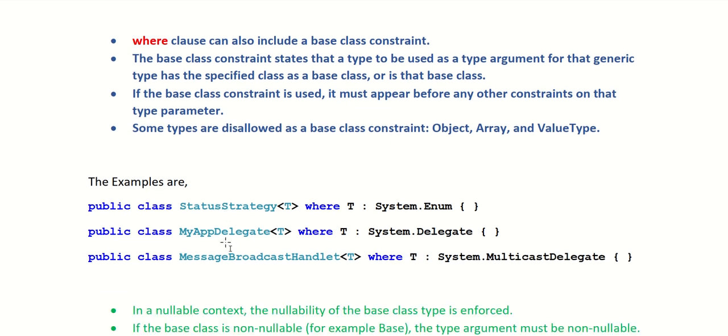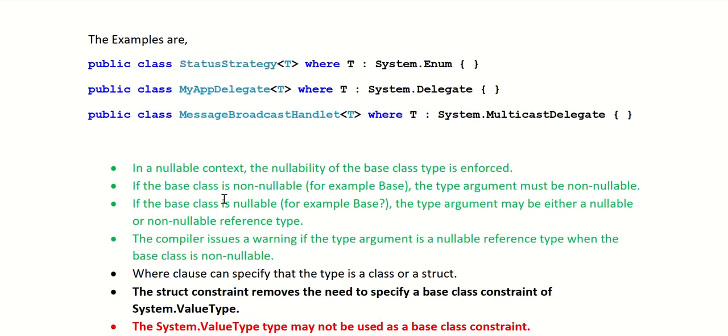So some examples: public class StateStrategy of T where T colon System.Enum. So the type parameter should be an enumeration. Public class MyCustomDelegate of T where T colon System.Delegate, so it should inherit from the delegate base class. And then public class MessageBroadcastHandler of T where T should inherit from System.MulticastDelegate. So these are some examples.